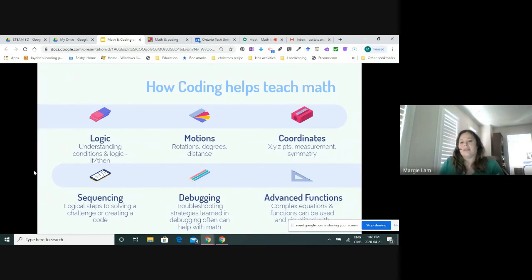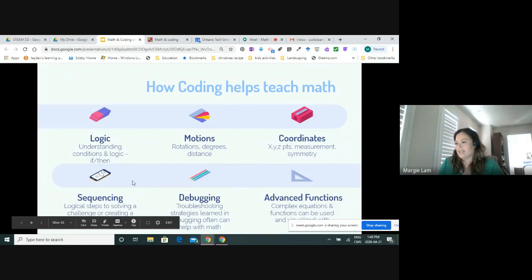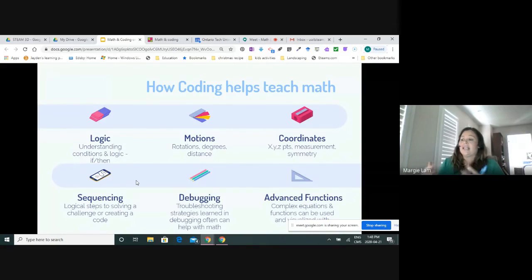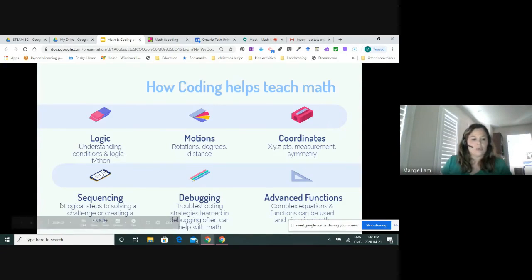These are just some of the things that coding helps with, some very specific things in terms of motions and logics, etc. And the amazing thing is that it's not just one concept that it teaches. And I love this here. Jacqueline says, kids love it. It's engaging and they can become experts and teach others. Absolutely.